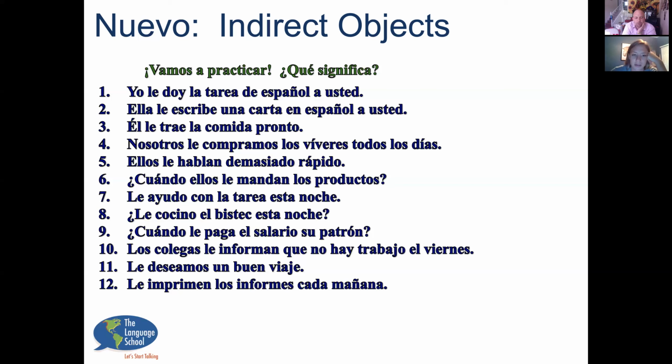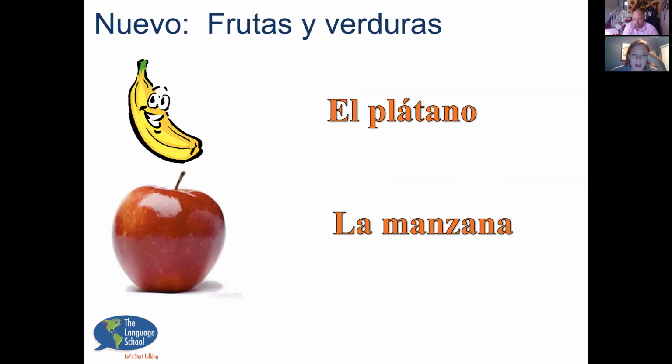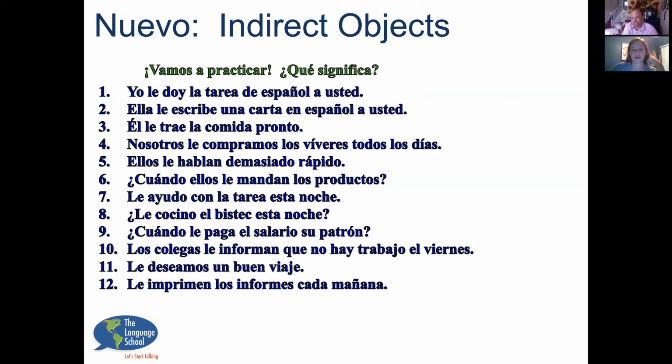Le deseamos un buen viaje. We wish you a good trip. Le imprimen los informes cada mañana. They print the reports for you every morning. Good. So this is kind of the first step, developing your understanding of these words. They're kind of confusing, so I like to kind of ease my students into these words.